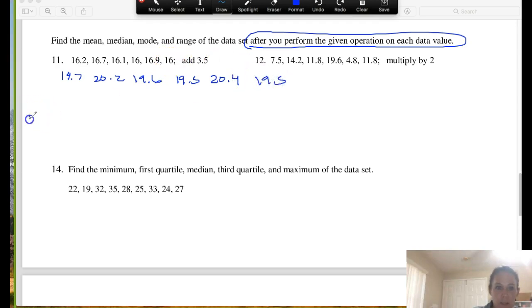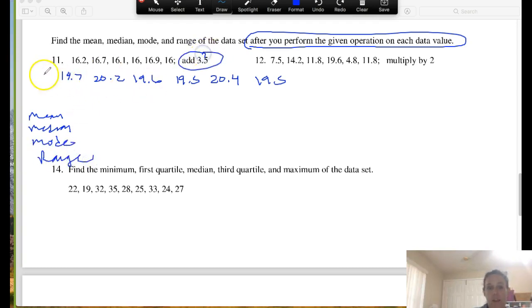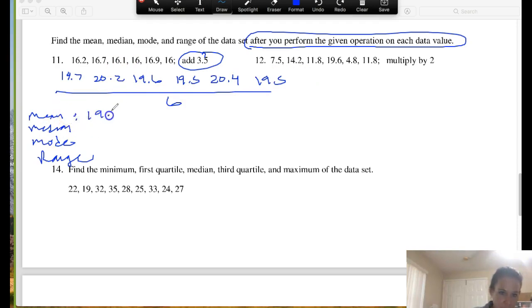So now I'm going to find the mean, median, mode, and range, after I added 3.5. Make sure you answer the question. Looking at the mean, I'm going to add these all up and divide by 1, 2, 3, 4, 5, 6. So I'm going to add these all up and divide by 6. Go ahead and do this on a calculator, and you're going to get a mean of 19.8.